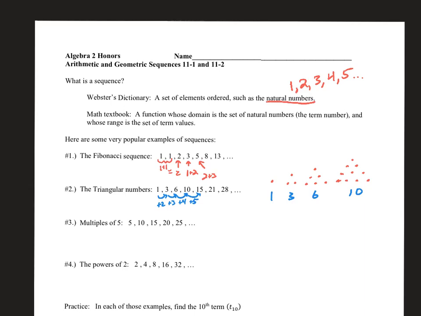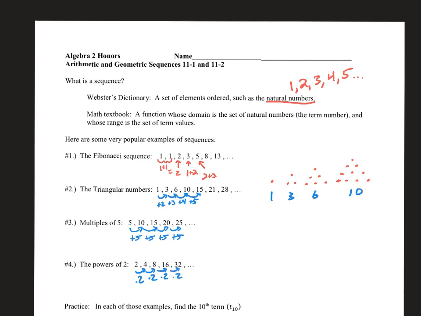And number 3 and 4. Number 3, very simple, the multiples of 5. So you could see that as you move to each term, you are constantly, remember that word, constantly adding 5. And lastly, the powers of 2, you are constantly multiplying by 2.